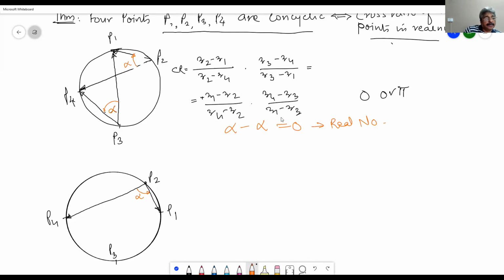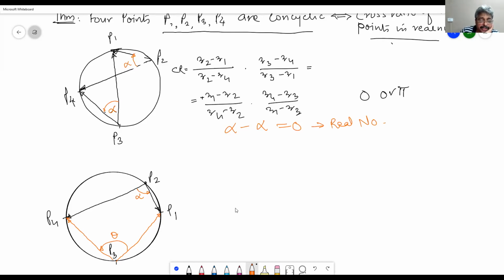Then here P3 P1 was becoming P3 P4. P3 P1 is becoming P3 P4, and this angle is going to be theta, anti-clockwise. This is also anti.